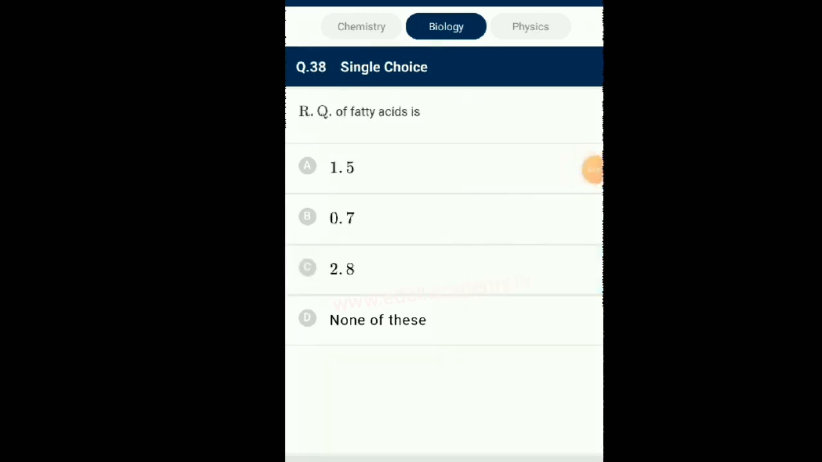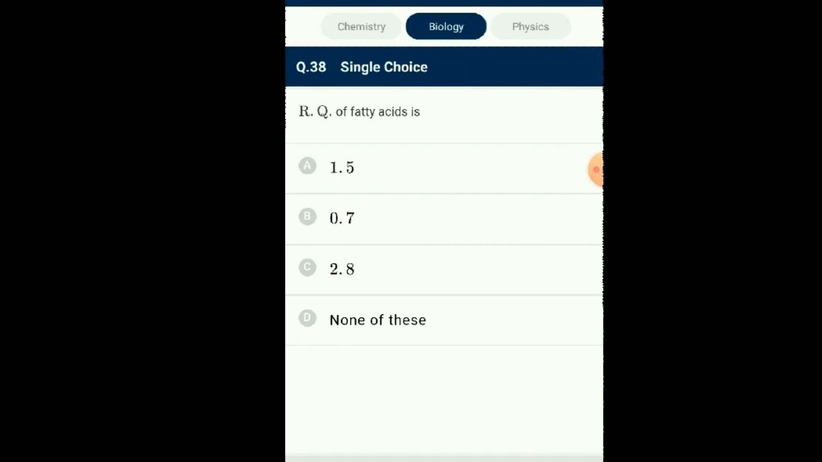Question number 38. Respiratory quotient of fatty acid is. Respiratory quotient is the ratio of the volume of carbon dioxide released to the volume of oxygen taken in respiration, and it is mathematically expressed as respiratory quotient equals the volume of carbon dioxide evolved divided by the volume of oxygen consumed. The value of respiratory quotient varies with the substrate. Thus, the measurement of respiratory quotient gives some idea of the nature of the substrate being respired in a particular tissue. Respiratory quotient is usually measured by Ganong's respirometer.